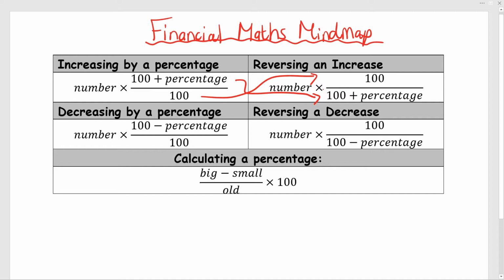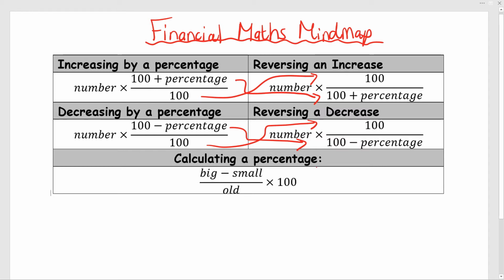It would definitely be in your interest to rewrite every single one of these formulas because you're going to need to remember them off by heart. With decreasing a percentage, we take our number and we multiply it by 100 minus the percentage over 100. But when we reverse that, we're going to put the 100 on the top and 100 minus the percentage at the bottom. The last one we did together was when you've got to calculate the actual percentage that something is.